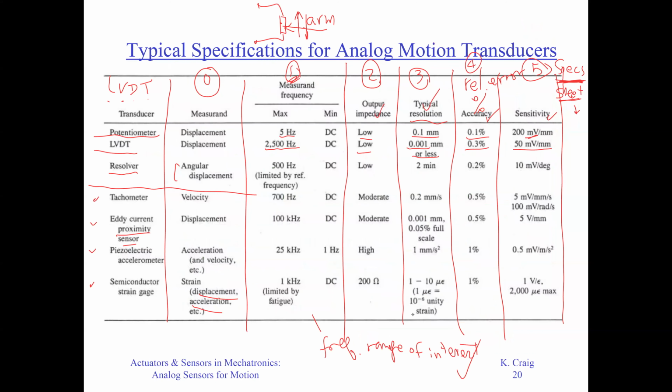Anyway, we've spent a lot of time talking about the typical specs for analog motion transducers. We have 5 categories of specs that are in common that we should care about. The first is the frequency range of interest. You should have a clear idea about what the range is. Then output impedance, typical resolution, accuracy, and sensitivity.